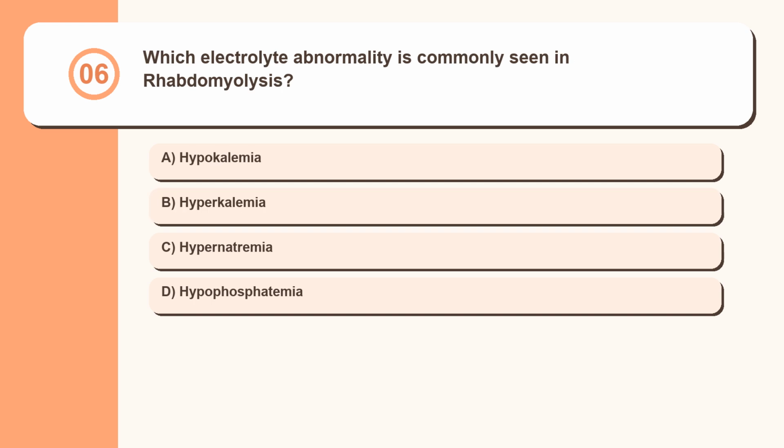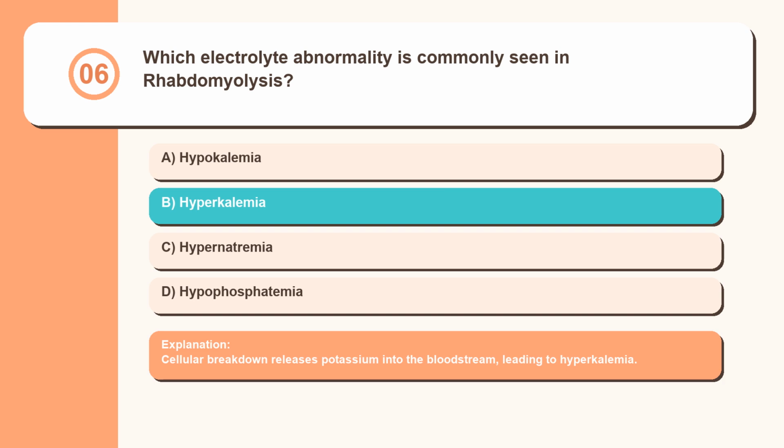Question 6. Which electrolyte abnormality is commonly seen in rhabdomyolysis? Hypokalemia, hyperkalemia, hypernatremia, hypophosphatemia. Cellular breakdown releases potassium into the bloodstream, leading to hyperkalemia.